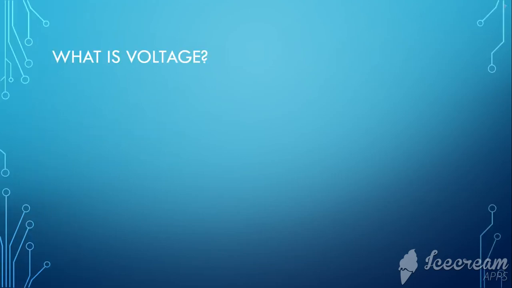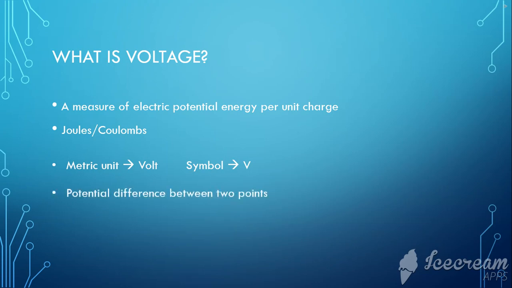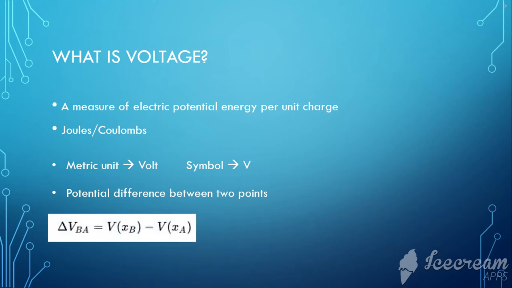What is voltage? Voltage is a measure of electric potential energy per unit of charge. In this case, voltage is joules per coulombs. The metric unit is volt, while the symbol and abbreviation is V. Voltage is also the potential difference between 2 points. This is shown in the formula below, with the voltage being measured between points A and B.